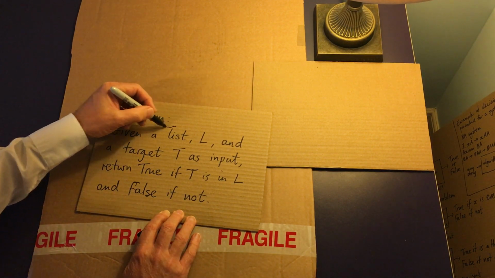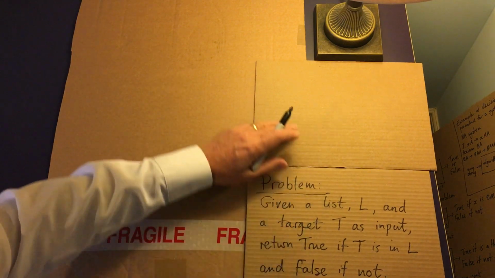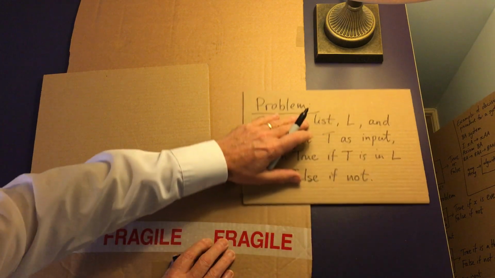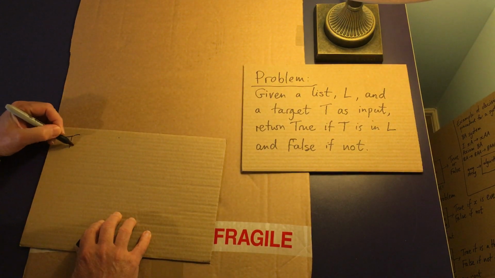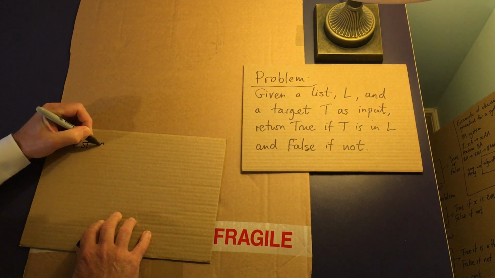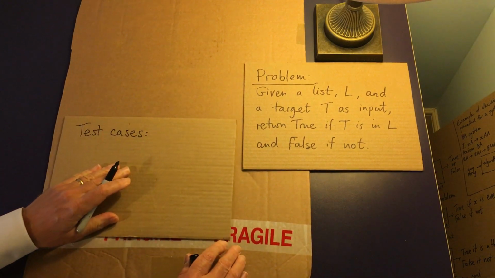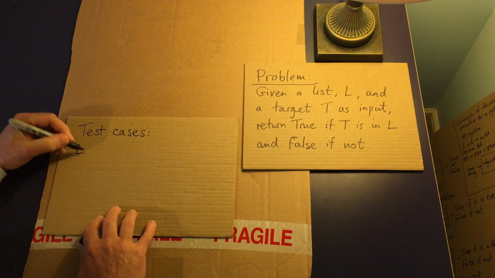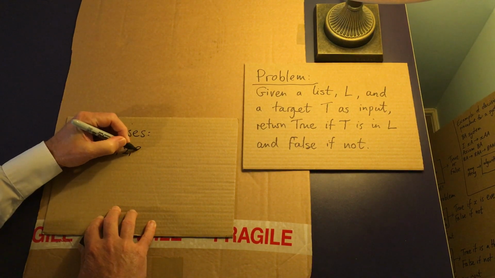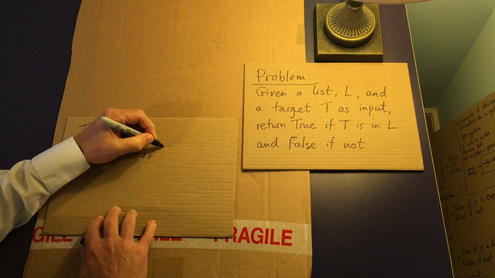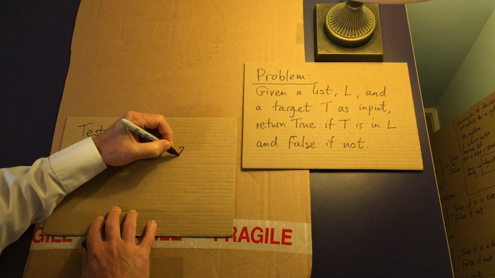So that's your problem. The first thing that you do when you get a problem like this one, I'll put that there so you can see it, is think about some test cases. These will help you to actually test your algorithm when you've written it. So let's have some test cases. Let's say that L is the list 1, 2, 3, and that T, which stands for target, is the number 2.